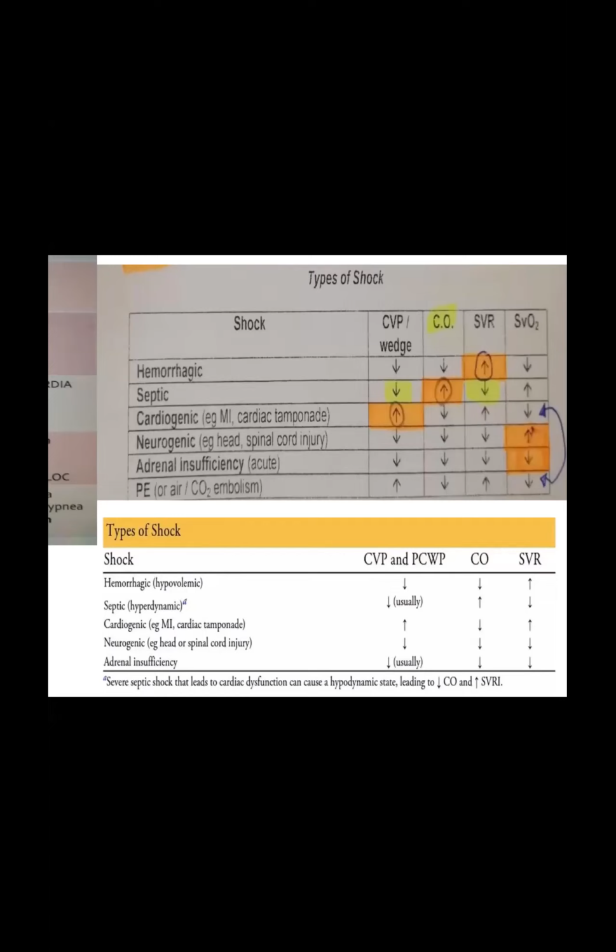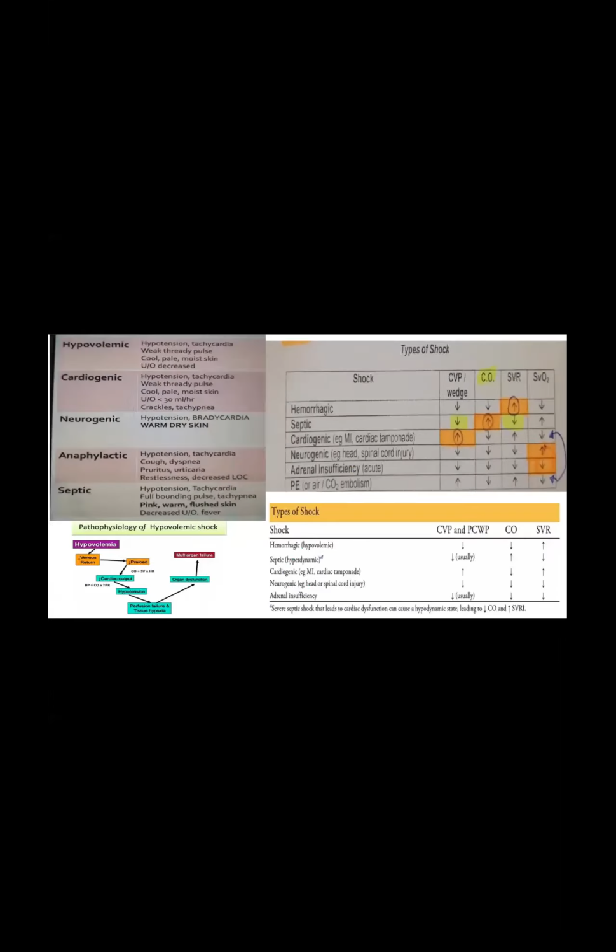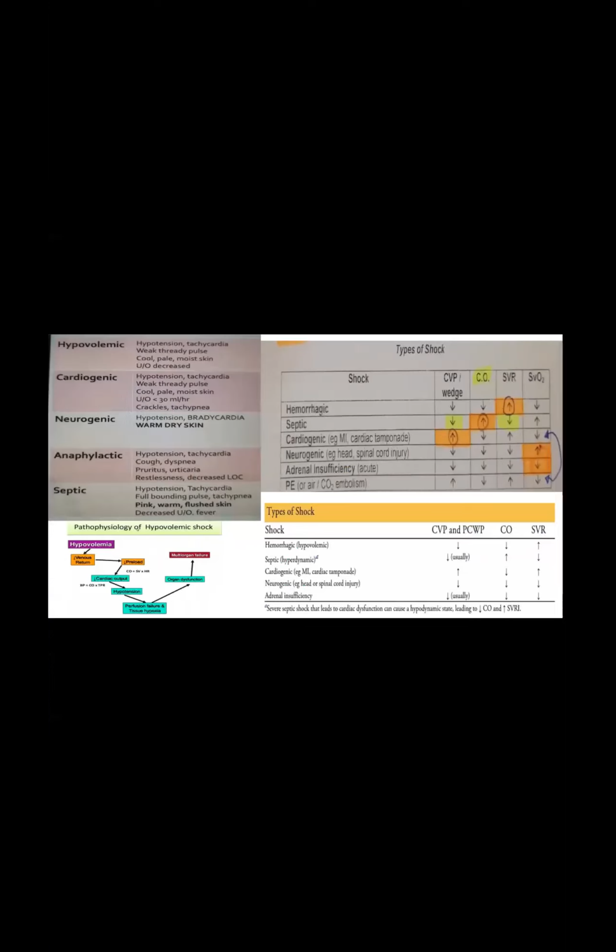This way, adrenal insufficiency is not important, and pulmonary embolism is not important. Just remember that in adrenal insufficiency and pulmonary embolism, oxygenation will be lower. But the important ones are hemorrhagic, septic, and cardiogenic, and later I'll discuss 3 questions. And there is a full chart, just remember it after my session.